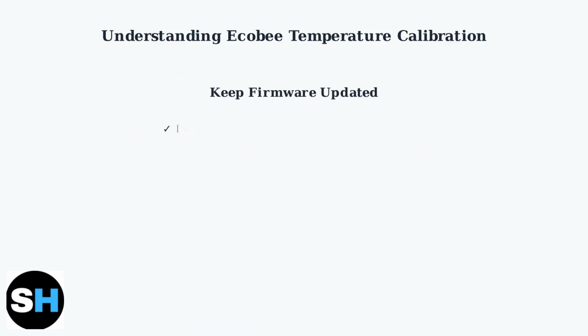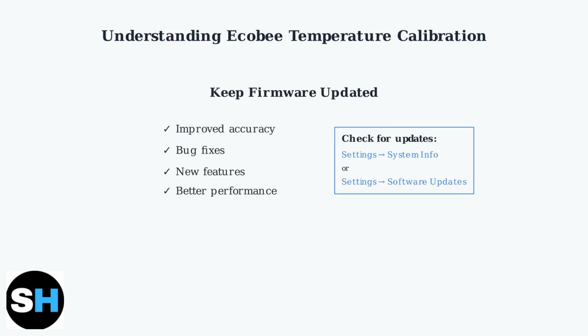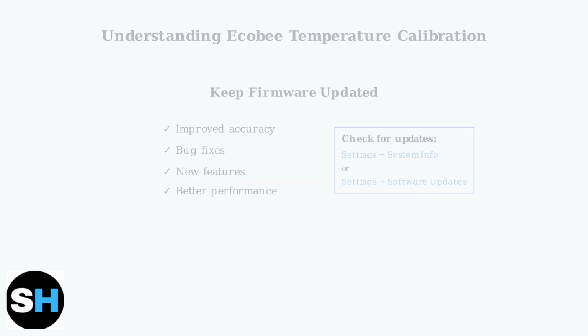Finally, ensure your Ecobee is running the latest firmware for optimal performance and bug fixes. You can check for updates in the Settings menu under System Information or Software Updates.